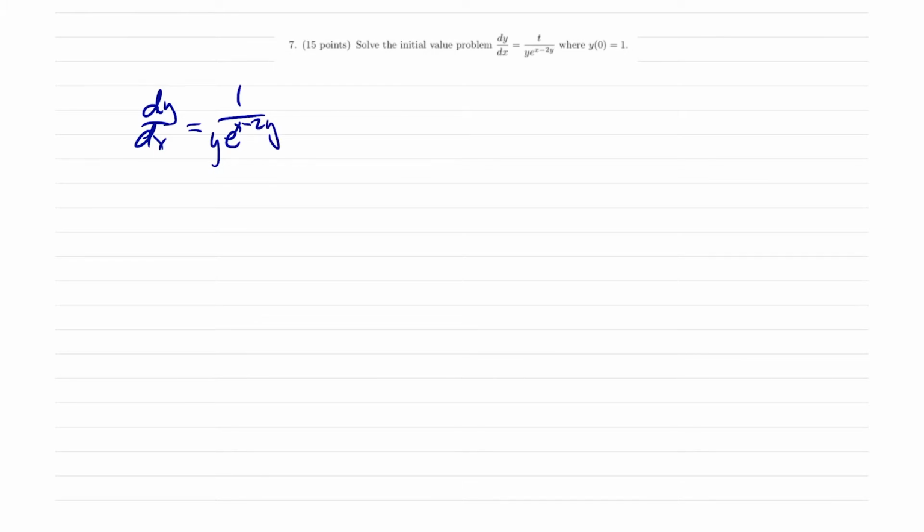It doesn't look like it initially if you don't know your pre-calculus, but this is a separable differential equation. So this is actually equal to 1 over y times e to the minus 2y times e to the x. Right? So then that tells us that we have y times e to the minus 2y dy is equal to e to the x dx. Right? So integrate both sides.